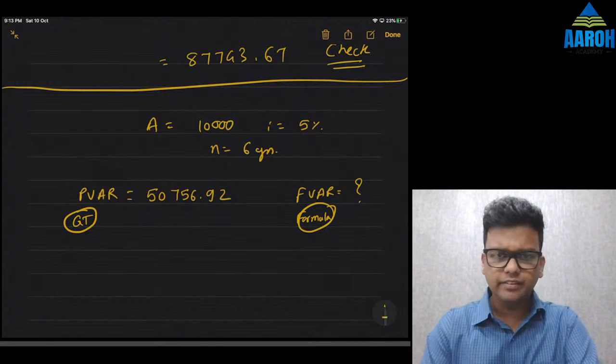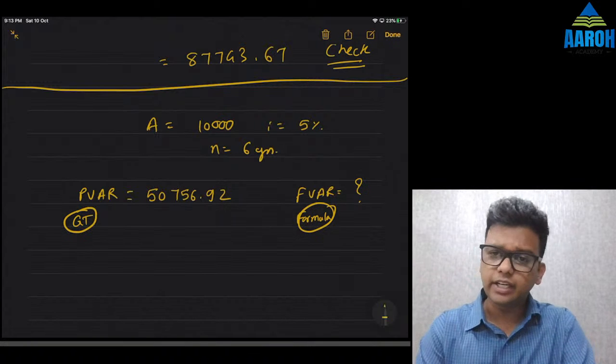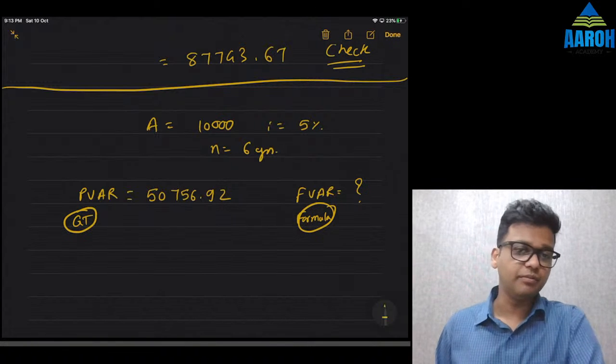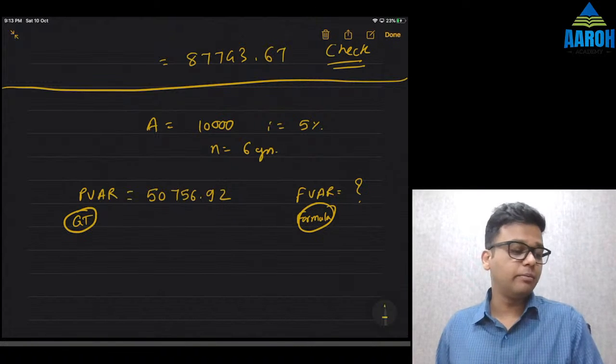Screen is not clearly visible. Okay. Is it clearly visible to others? Just confirm once. Otherwise, there might be some problem at my side.